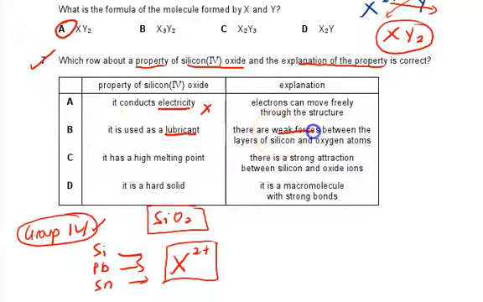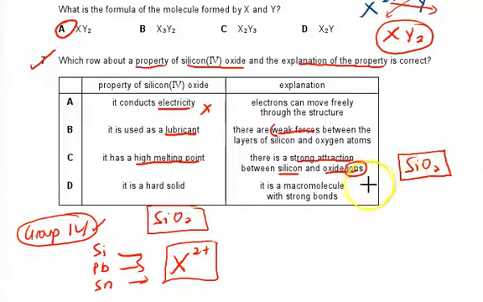Weak forces. Okay, silicon oxide is one of the giant molecular structures. So they have very strong forces. Melting point. Okay, there is a strong attraction between silicon and oxide ions. You have to highlight over here, ions. So they are formed by covalent bondings. Alright, covalent bondings. So covalent bondings do not require ions.